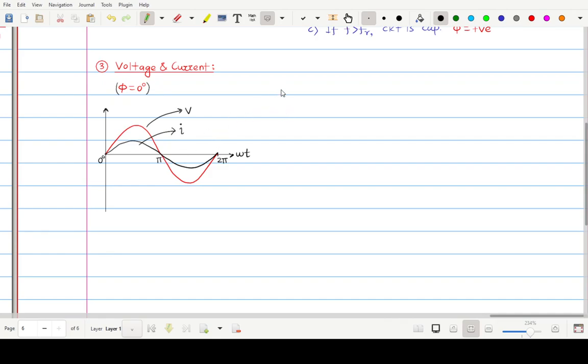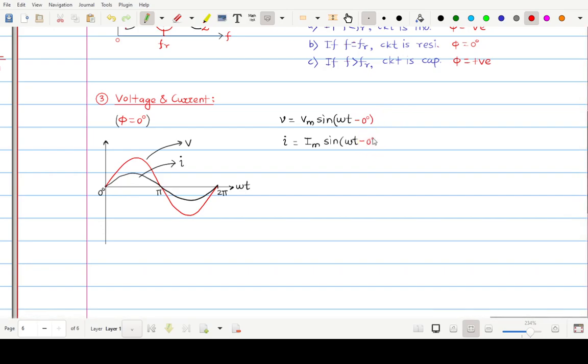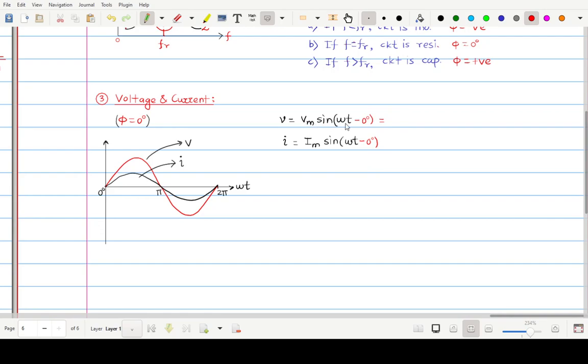Now this is the diagrammatic representation. We can also write equations for them. Okay, so what are the standard equations of voltage and current? Voltage is Vm sine of omega t and current is Im sine of omega t, and always you have to subtract their starting point. Okay, so what is the starting point for voltage? 0 degrees. And what is the starting point for current? Again 0 degrees. Okay, so what you are getting? Vm sine of omega t and Im sine of omega t.